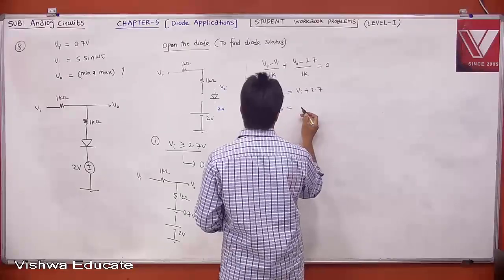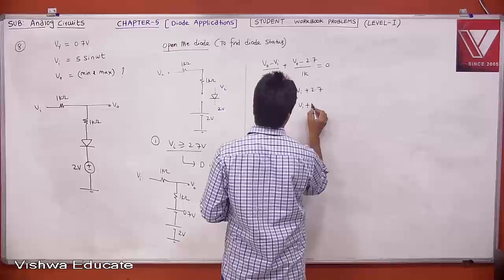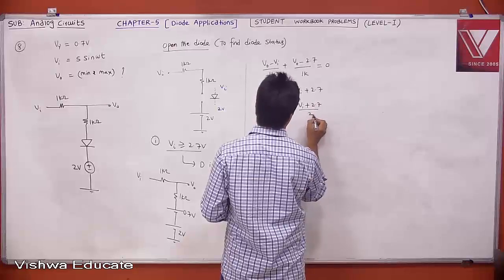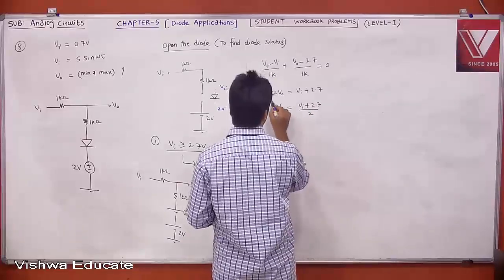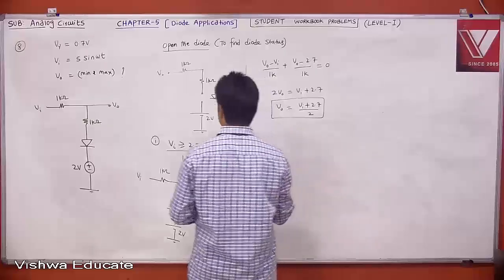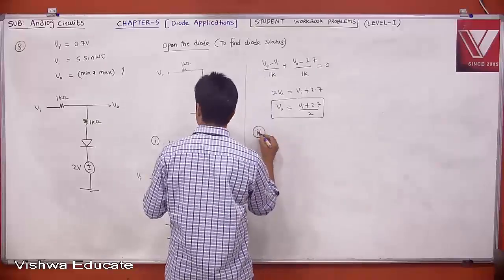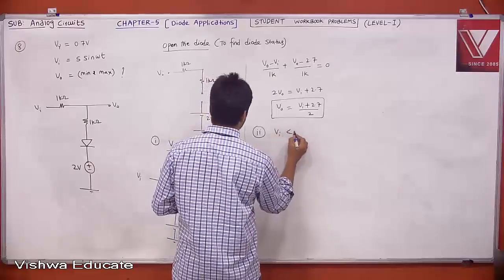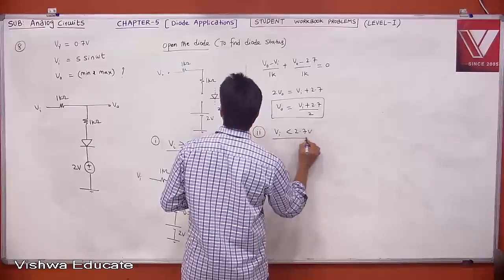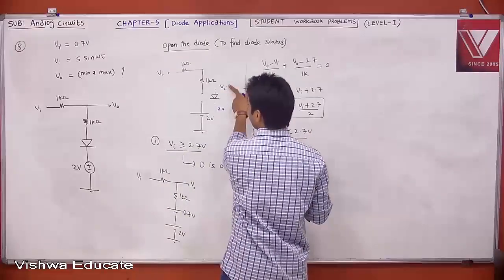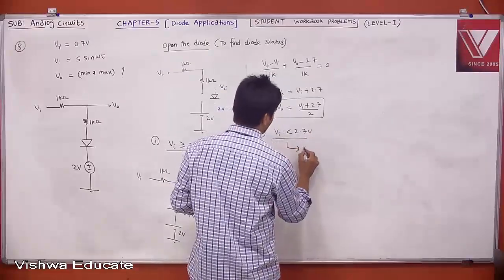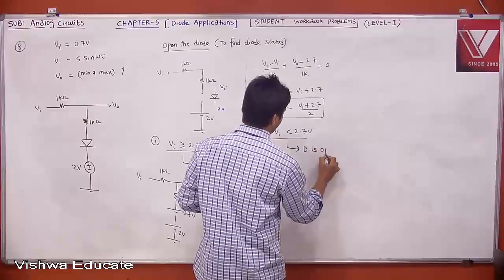VI plus 2.7 by 2. This is what your V0. Now, case 2. When VI is less than 2.7, the diode is off.